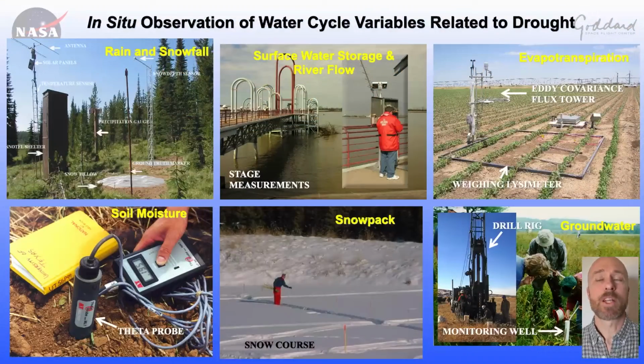If you want to monitor water cycle variables related to wetness and drought, there are many ways to do so using in situ measurement techniques. However, what they all have in common is they're labor-intensive, expensive to install, and you just can't do it everywhere. Next slide, please.